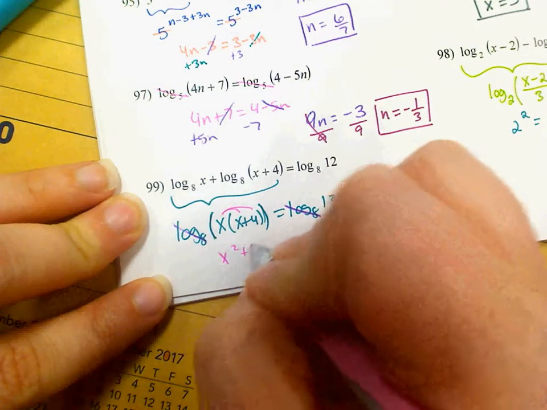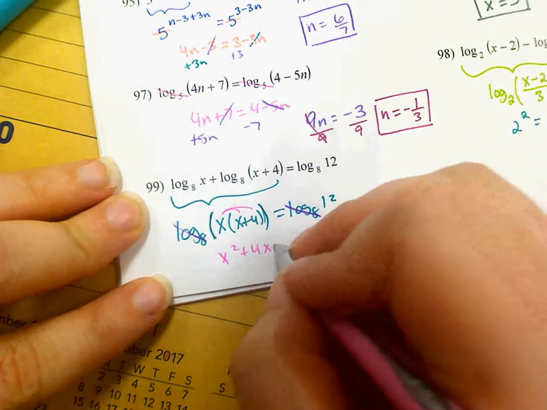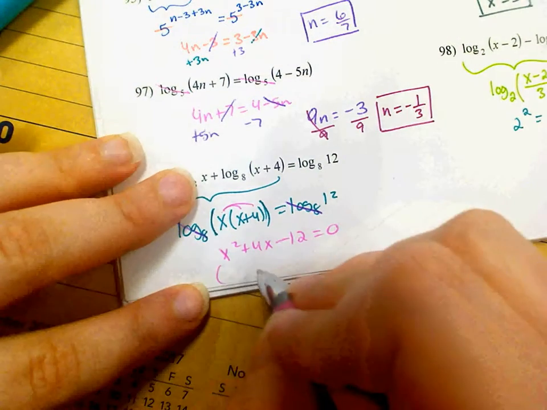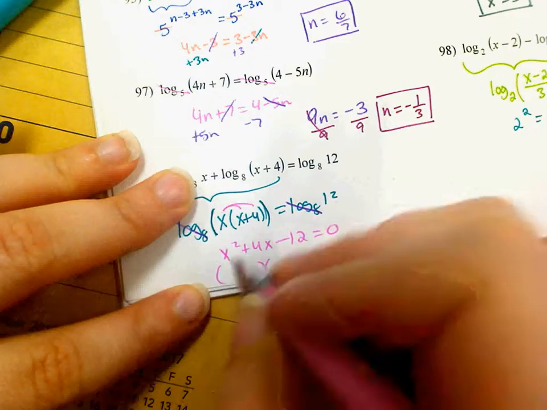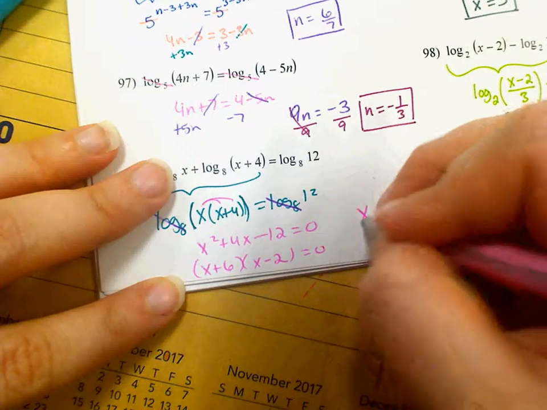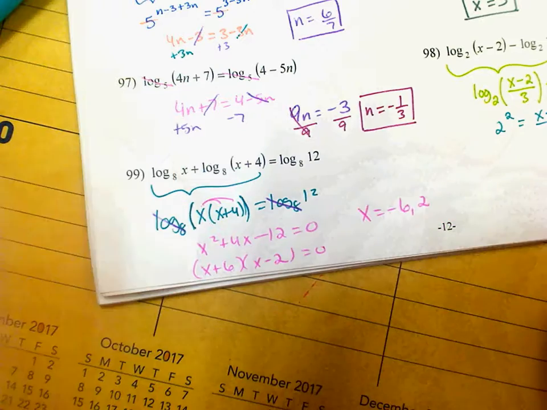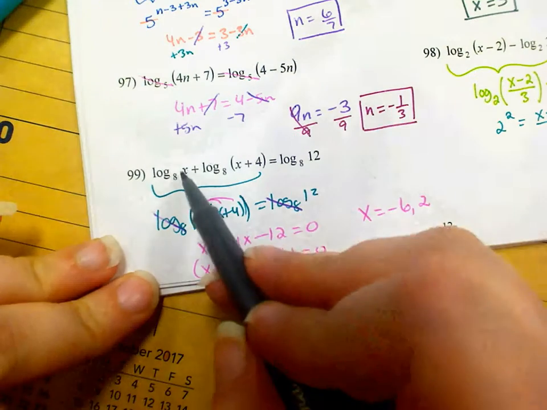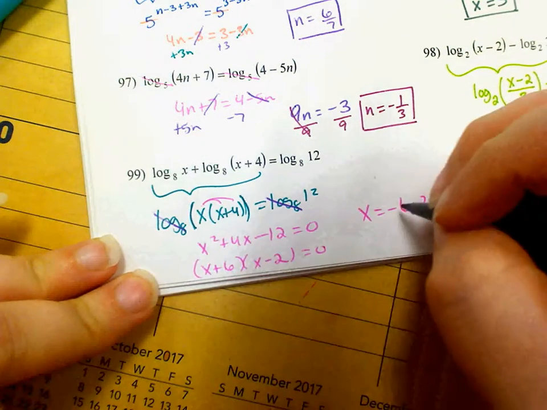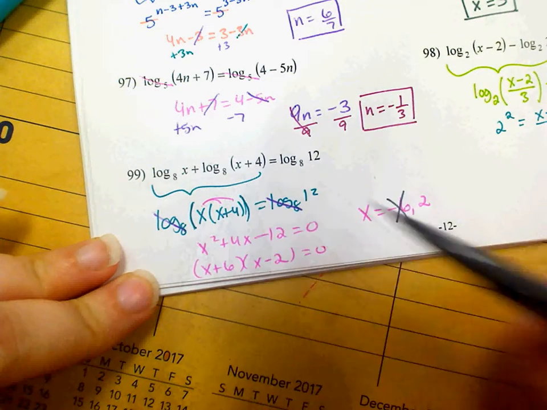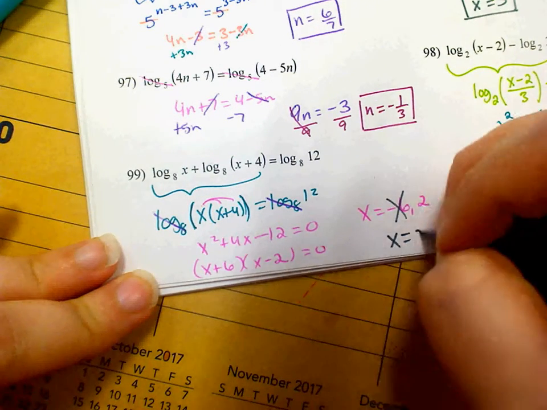I'm going to subtract 12 over and set it equal to 0. So I want the factors of negative 12 to add up to 4, and that's positive 6 and negative 2, which means my answers are negative 6 and positive 2. But remember, I cannot have a negative inside the logarithm. So when I plug in negative 6 right here, that is just an x, so negative 6 will not work. When I plug in a 2, that's positive, and 2 plus 4 is positive, so x equals 2 is my answer. And that is page 12.